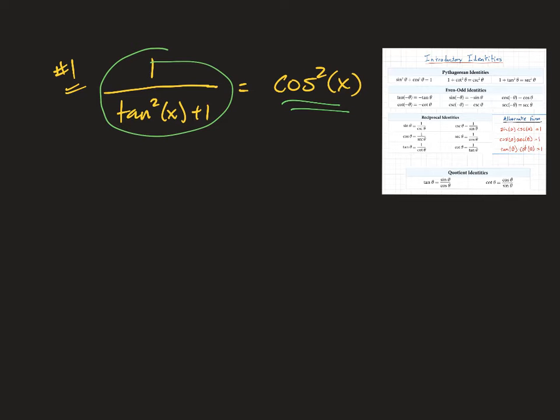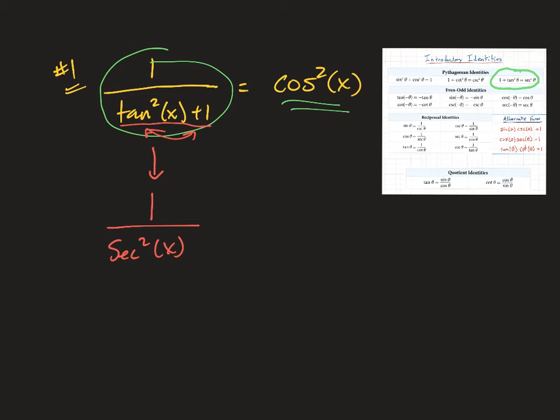So we're going to try and turn 1 over tangent squared of x plus 1 into cosine squared of x. And this tangent squared of x plus 1 is addressed right here in one of our Pythagorean identities. So instead of writing this as 1 over tangent squared of x plus 1, I'm going to rewrite it as 1 over secant squared of x. And that's true because our identity tells us that 1 plus tangent squared of theta equals secant squared of theta. And it's okay if these are commuted, right? Addition's commutative, so they're both equal.